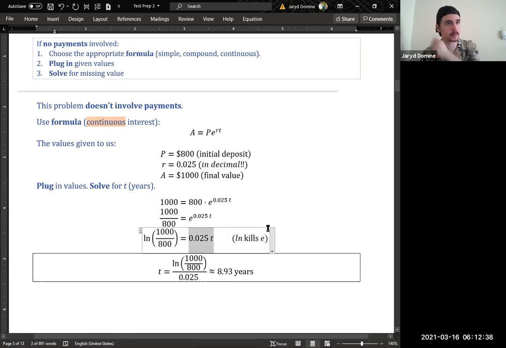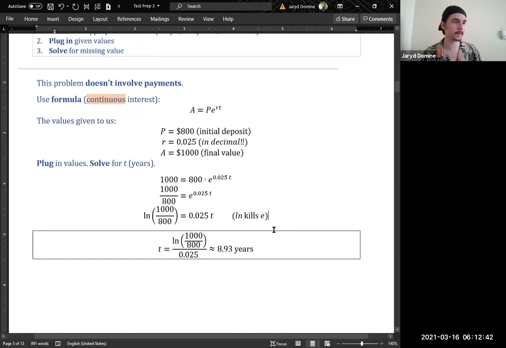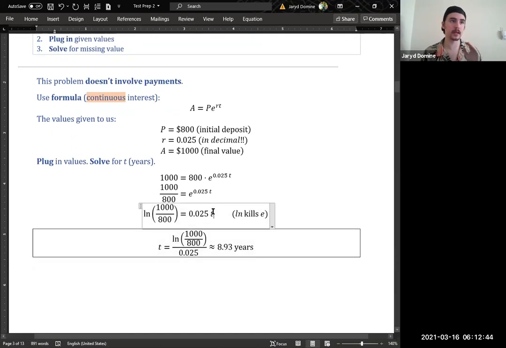So when you take the natural log of an e, the exponent is all that remains. Okay, and you're probably going to need to know that on the test. Okay, log kills e. All right, then divide both sides by 0.025, and you have t by itself. So this is your answer. t equals ln of 1,000 over 800, all over 0.025. And you can simplify that. You can plug it in your calculator and get an approximation for it. 2, 3, 4 digits, it's all fine. But basically, if you get to this point, you're fine.